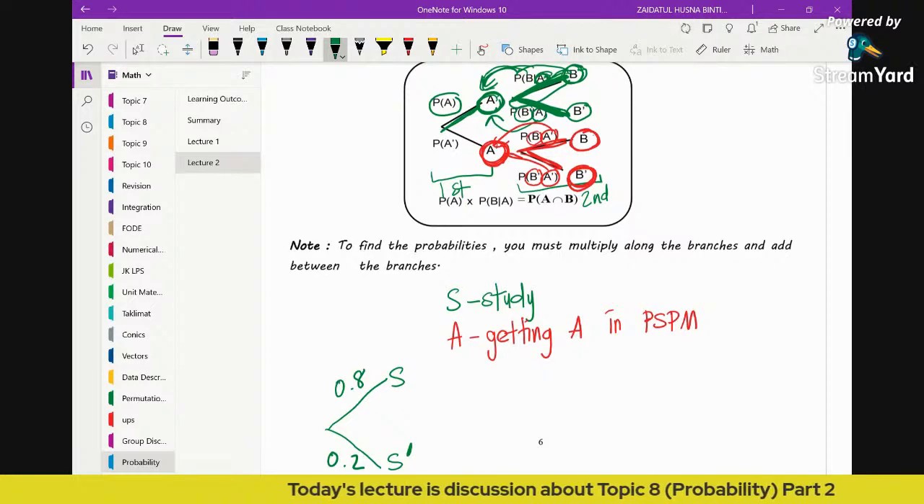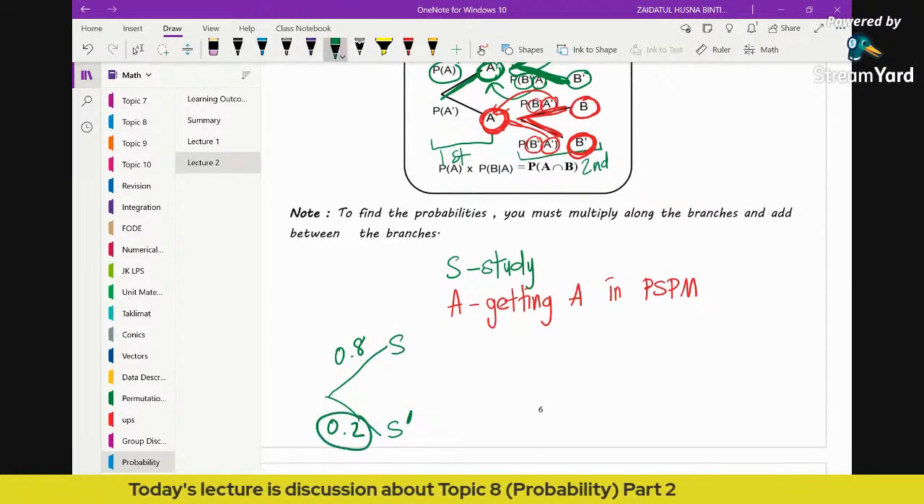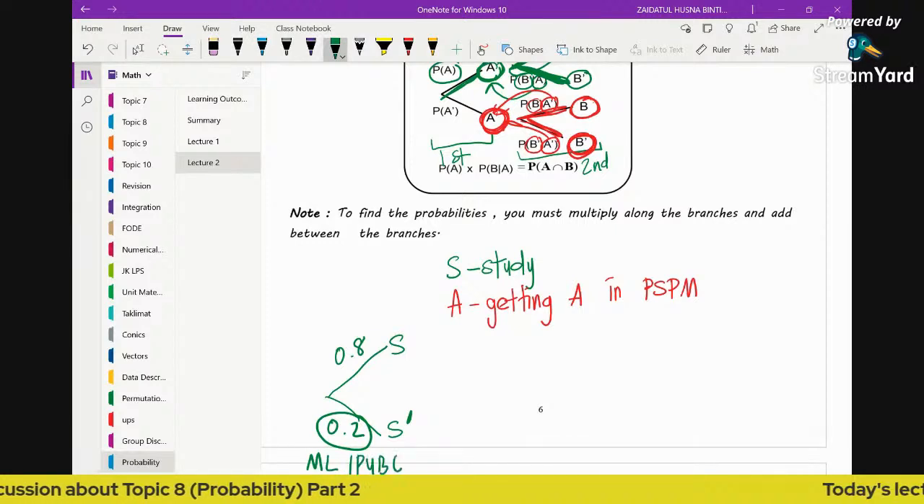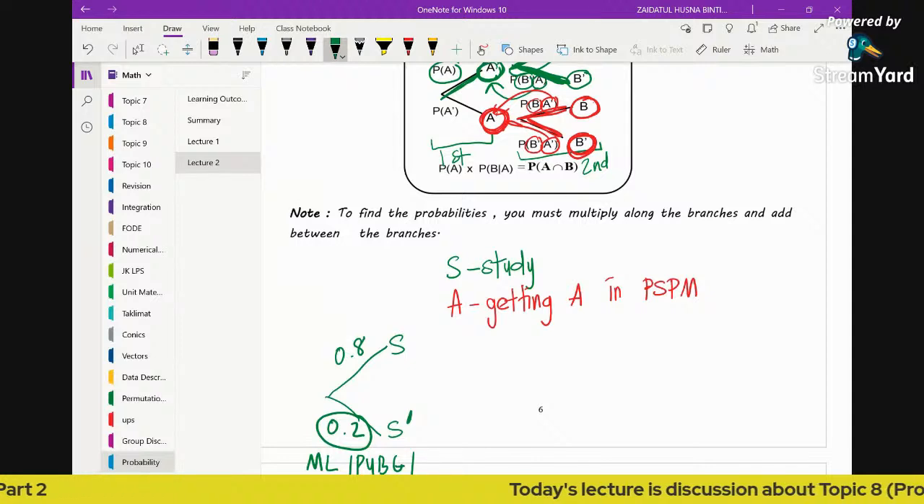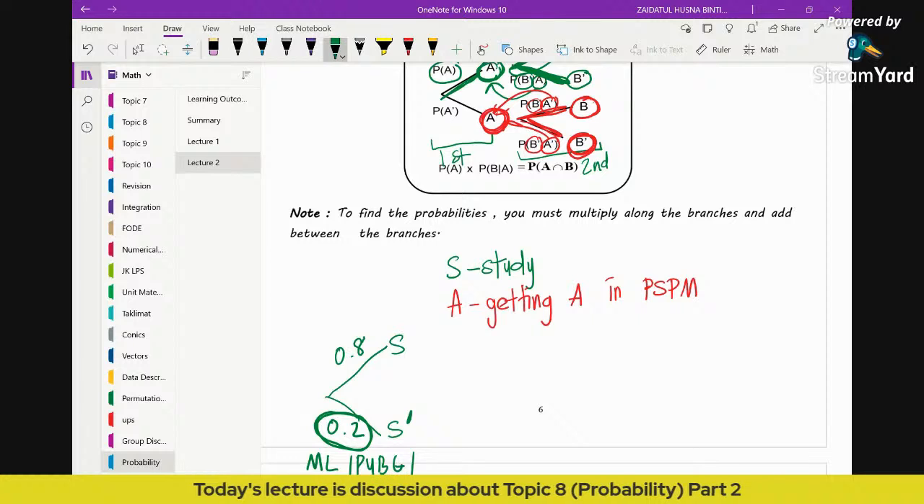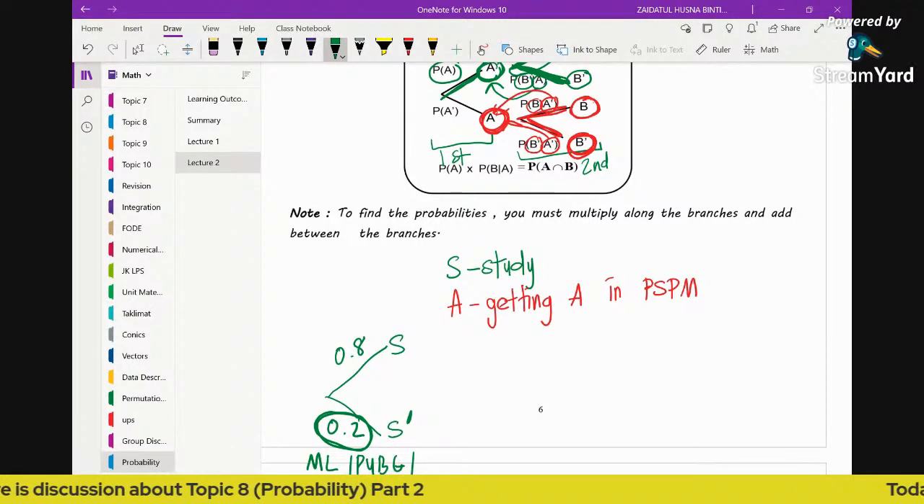Okay, ini adalah golongan yang main Mobile Legend, ini yang main PUBG, yang main e-sport, yang berkapel lah, yang main-main dan sebagainya lah. 0.2 ni termasuk dalam ni, yang tak study tu lah. Okay, then this is the event. Okay, seramnya.